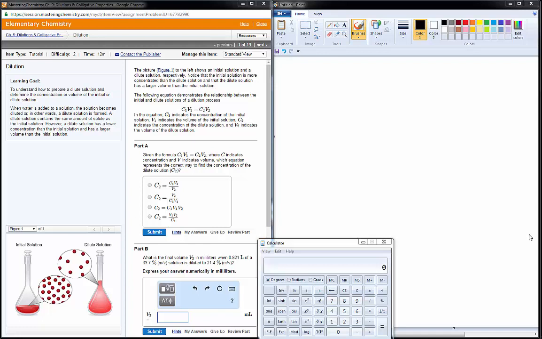Good morning. Today we're doing our second homework assignment on solutions, and this one's on dilutions and colligative properties, among some other things. And here's our first problem, so let's get started.